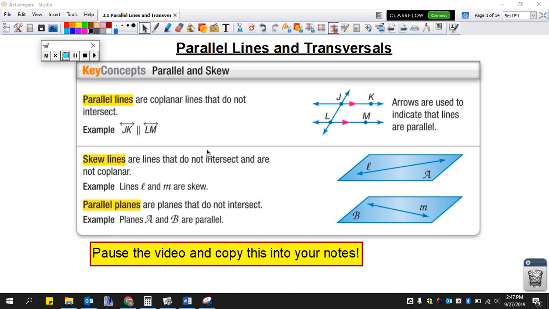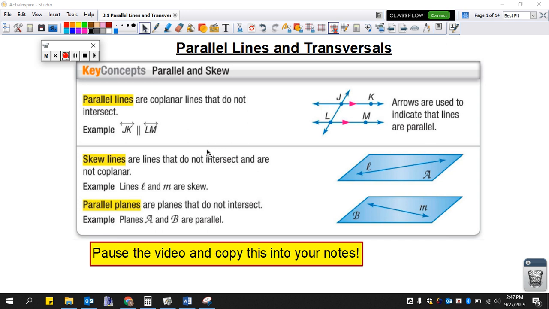In this lesson, we're going to be talking about parallel lines and transversals and how they interact with each other. We're going to start off, first of all, by just defining some words and some concepts that you are probably already familiar with, and that is parallel lines and parallel planes. Parallel lines are coplanar lines that go on infinitely in either direction, and they never cross or never get closer to each other.